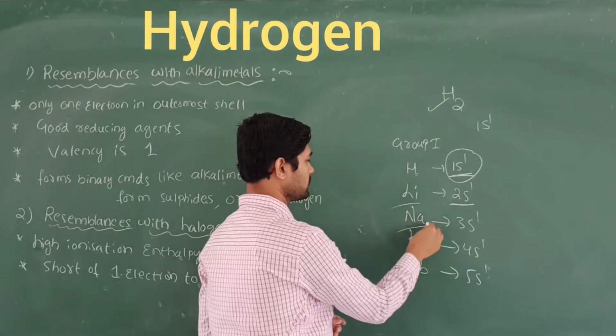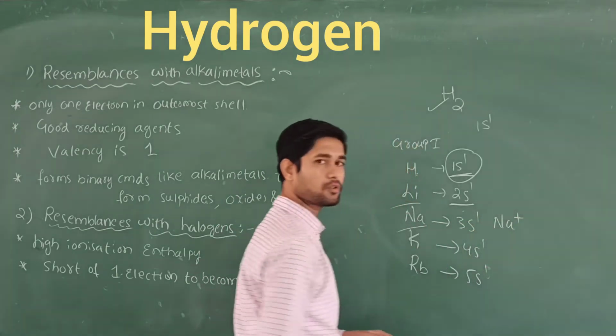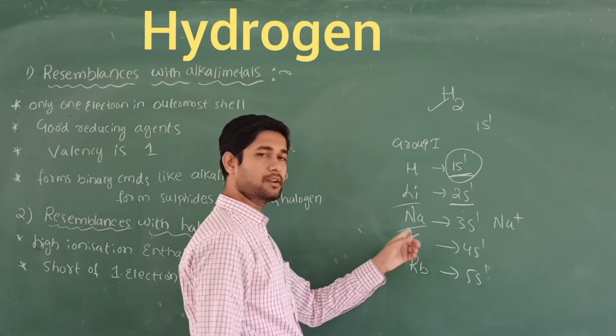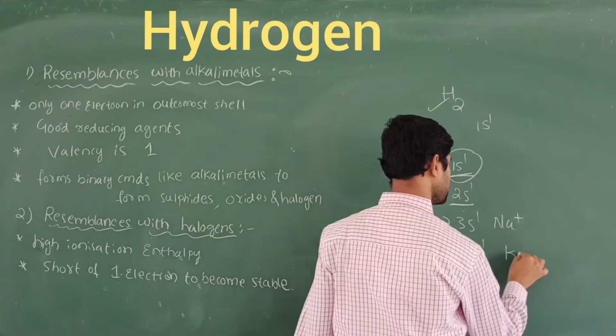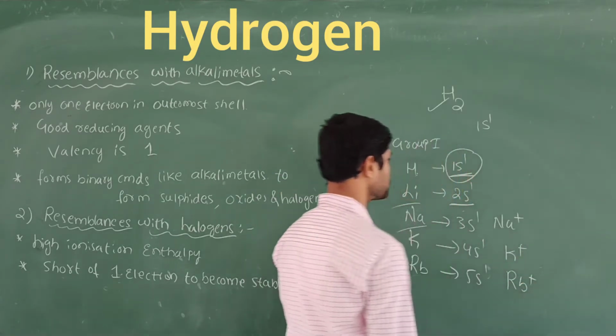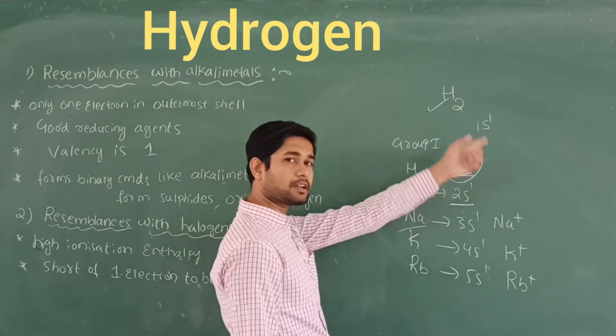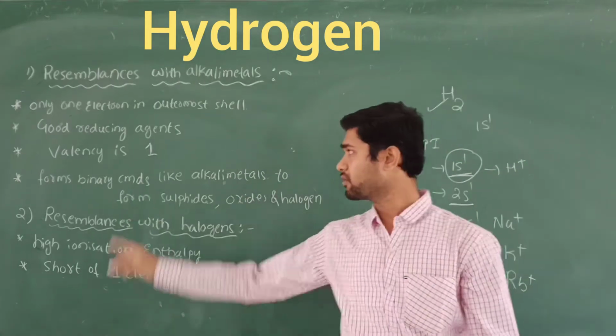Suppose sodium loses one electron, it becomes Na+. If potassium loses its one electron, 4s1, it becomes K+. Similarly rubidium becomes Rb+. Similarly hydrogen also loses one electron and becomes H+. Like this they are going to tell here.